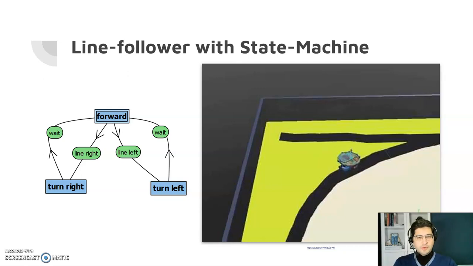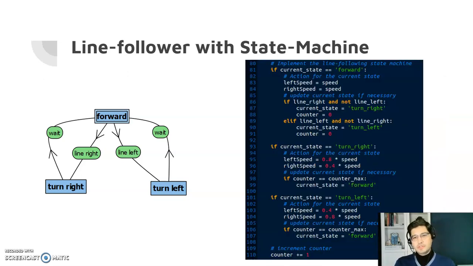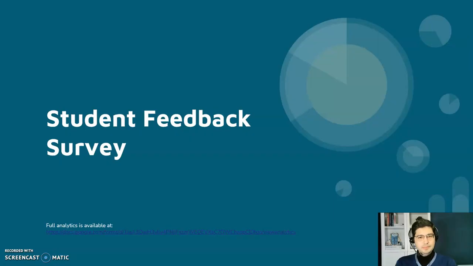And this is to follow a line, but the task of the students is actually to convert this to Python code. So to start getting a feeling of, first of all, how to implement a state machine, and second, how to actually put code there to make the robot work. So the code in Python is actually the code that the students need to implement.